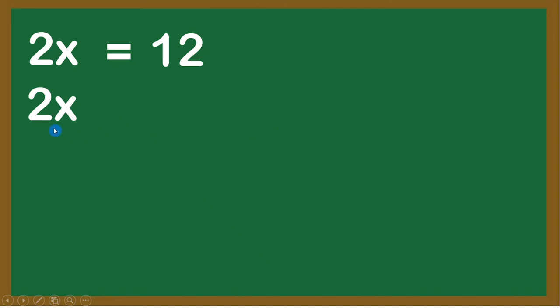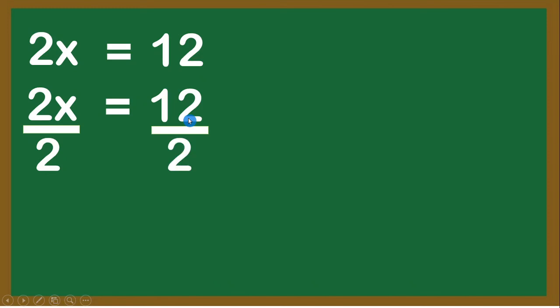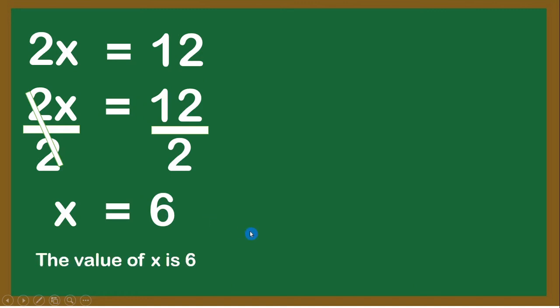So let us write 2x equals 12. In order to eliminate 2, we will divide this 2x by 2. And since we divide this by 2, we will also divide this 12 by 2. So we cancel 2 and 2. That will give us x equals, then we divide 12 by 2 will give us 6. The value of x now is 6.